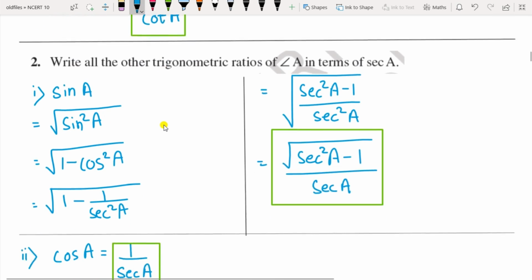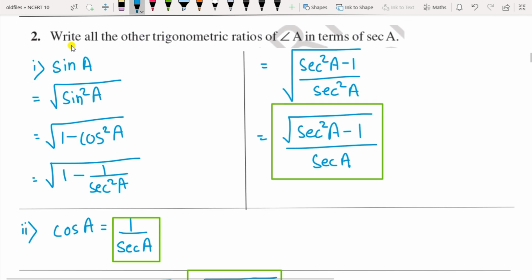Question 2 is similar to question 1. That is, write all the other trigonometric ratios of angle A in terms of sec A. So here you have to convert the functions into sec. So for sin A, take the under root and write sin square A. In place of sin square A, we can write 1 minus cos square A. In place of cos, you can write 1 upon sec, so it will be 1 minus 1 upon sec square A. Now take the LCM here. So sec square A minus 1 upon sec square A. And this root will be sec A. So it will be under root of sec square A minus 1 upon sec A. So that is the value of sin in terms of sec.